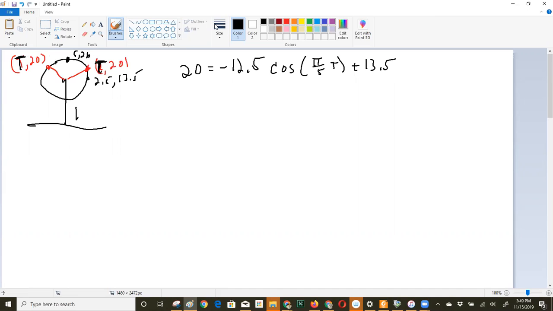And to answer the question, how long does it stay above 20 feet? Well, that's the arc where it's above 20 feet. We want to find those two t values and subtract them. There's other ways to do it too, but I'm going to show you this way. So I'm going to solve this equation for t.